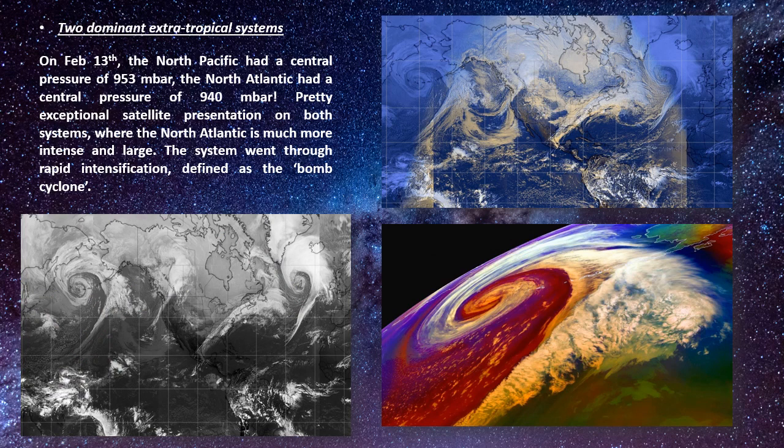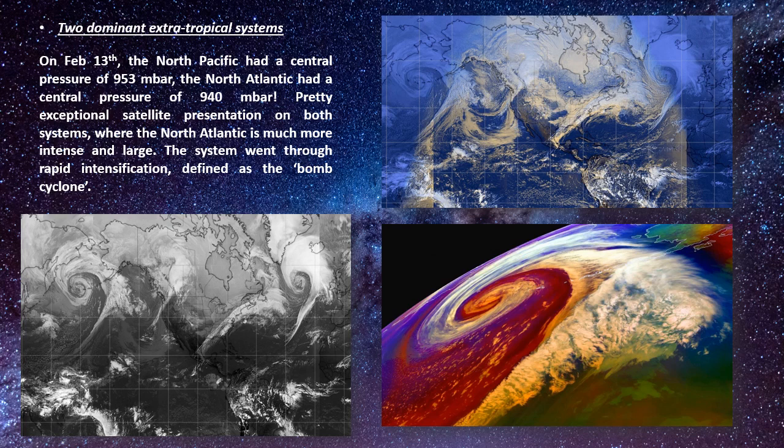Another exciting event that happened this week was two extratropical systems sitting in the North Pacific and North Atlantic. This is a very rare event, and this happened on February 13th. As you can see here, there are two systems, one in the North Pacific and one in the North Atlantic. These two low pressure systems, and I think this one is Dennis, and this is another low pressure system in the North Pacific.